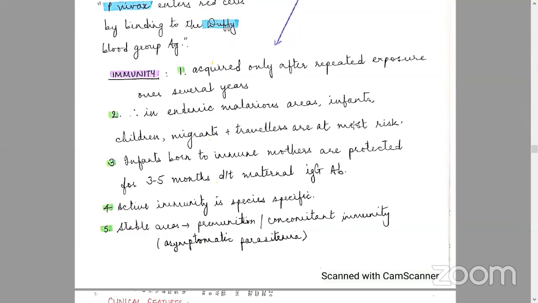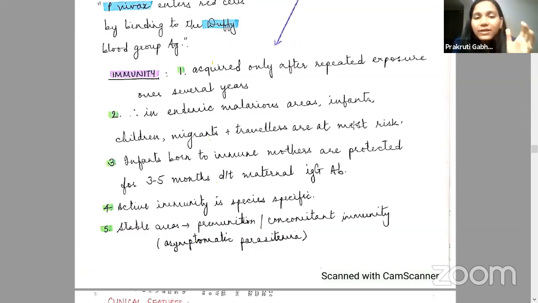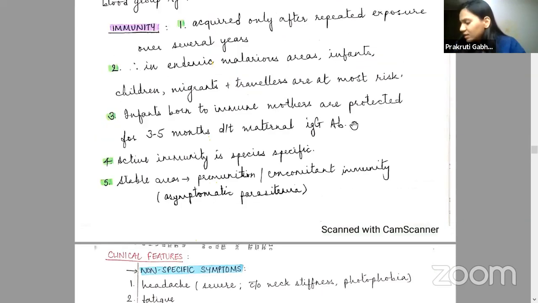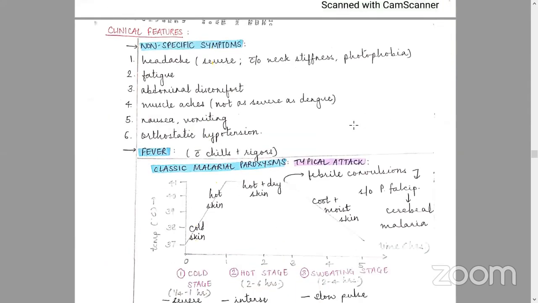Now, basically, infants that are born to immune mothers are protected for the first 3 to 5 months because they have IgG antibodies in them. I think that is all that is important from this part. So endemicity is done. Now, talking about the measurement of malaria, coming back to that, we've discussed spleen rate. No, we haven't. Okay, I think we'll see the clinical features and then we'll go to endemicity.